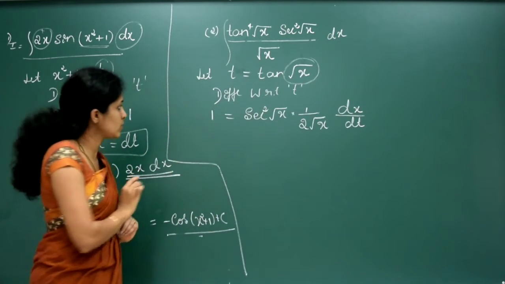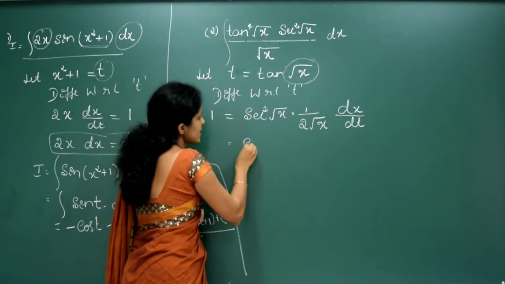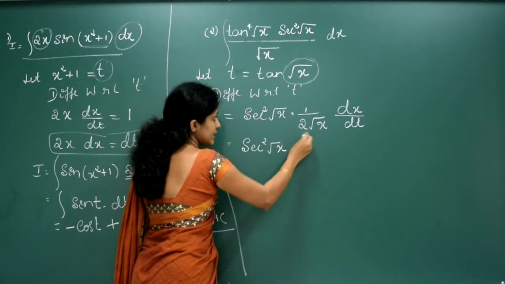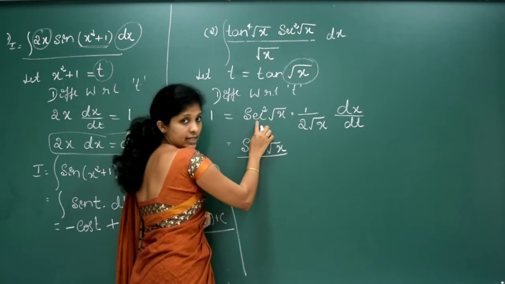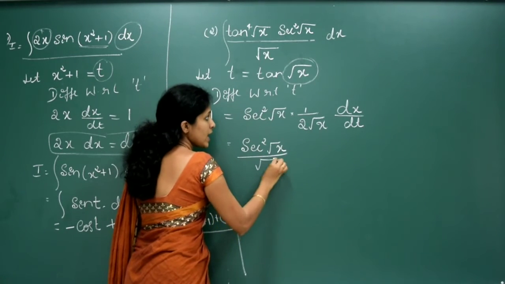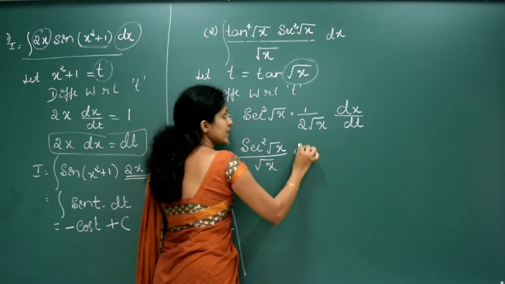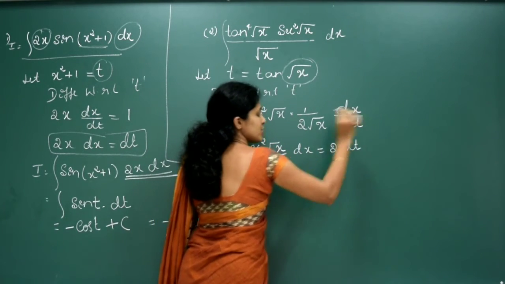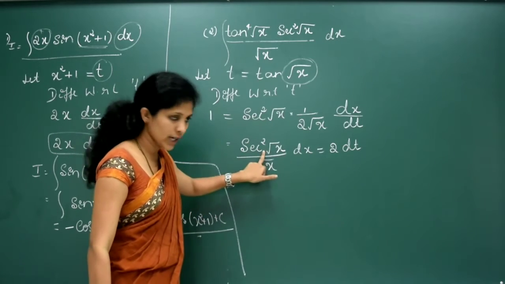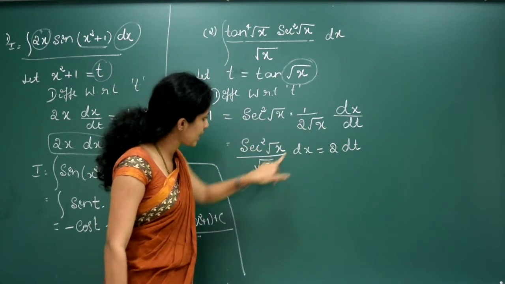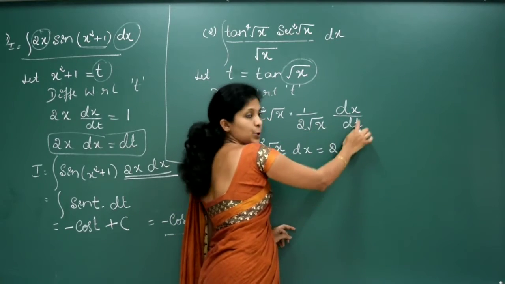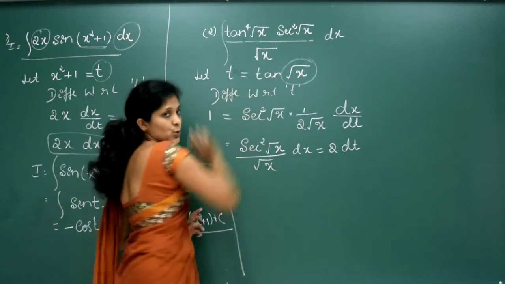So for that we have to do the substitution. So what we can write this as, secant square root x divided by root x into dx is equal to 2 into dt by rearranging. So clear? Secant square root x divided by root x into dx will be equal to 2 into dt because we need a substitution of that.